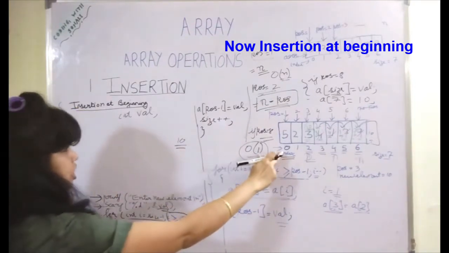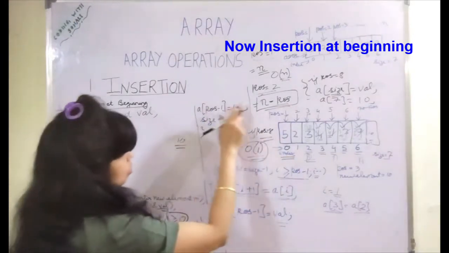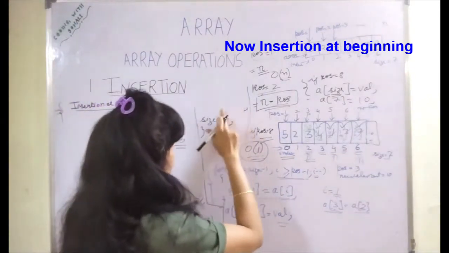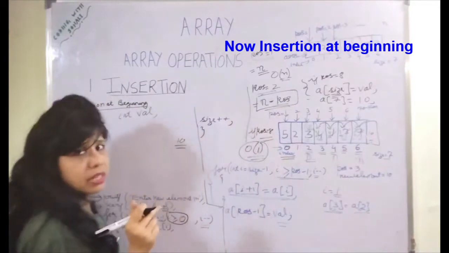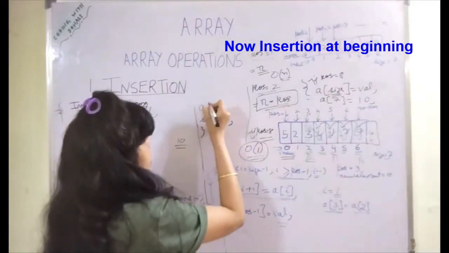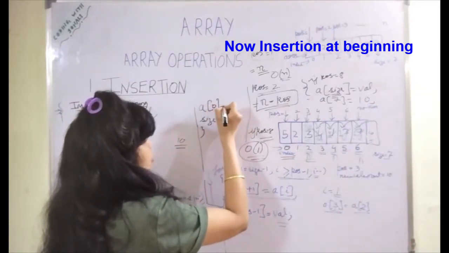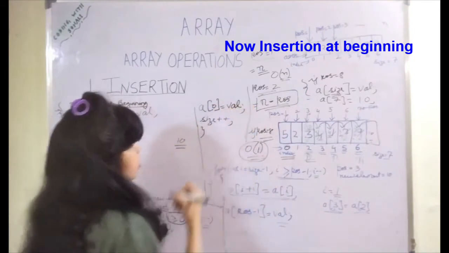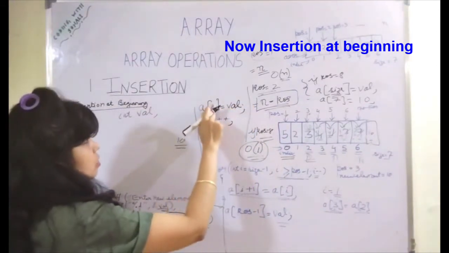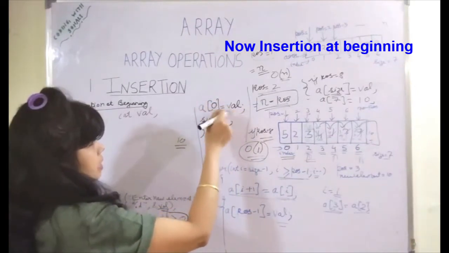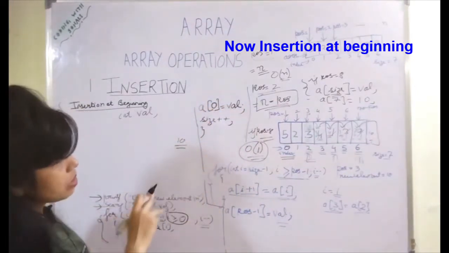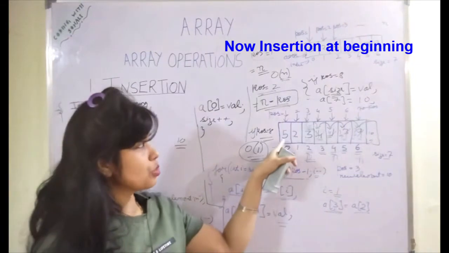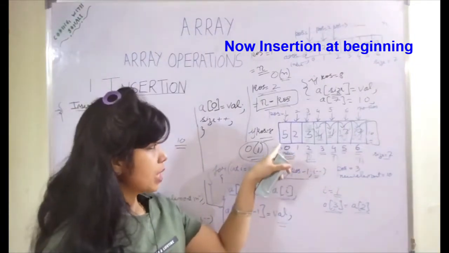Then after we reach here, now we have to insert a new element. So what changes can we do here? Since we are not asking the user to enter the position, we will simply write a of 0 is equal to the new element, that is val. So this is a of 0, because we are inserting the new element here. Like this, and size plus plus. So this is the modification when the user wants to insert the new element at the beginning.